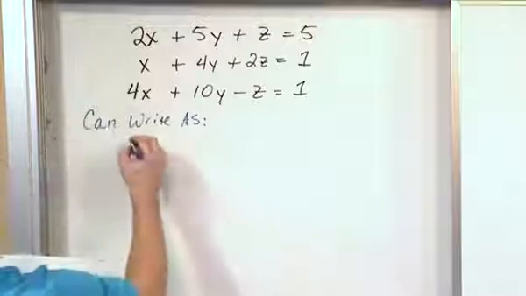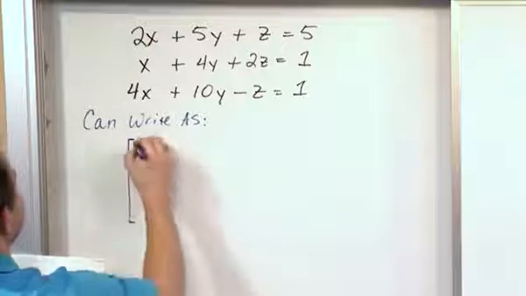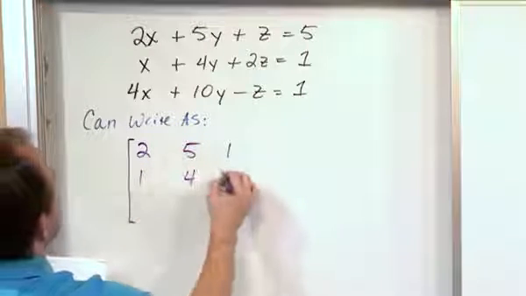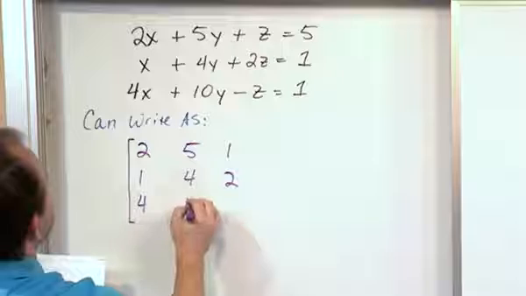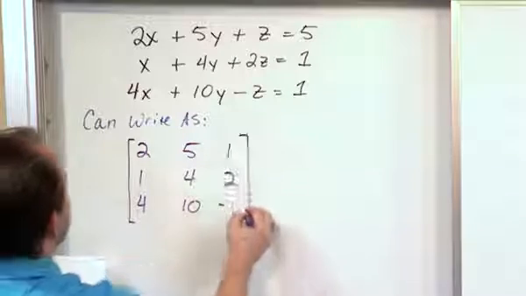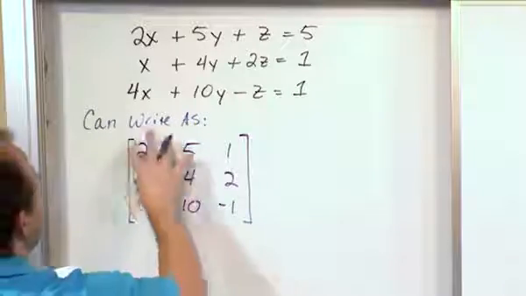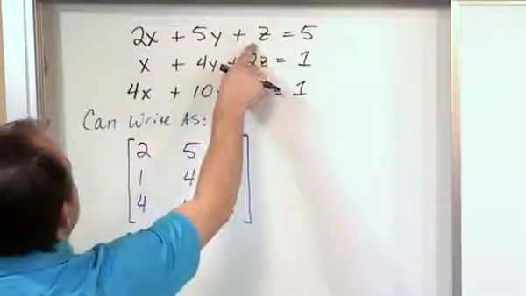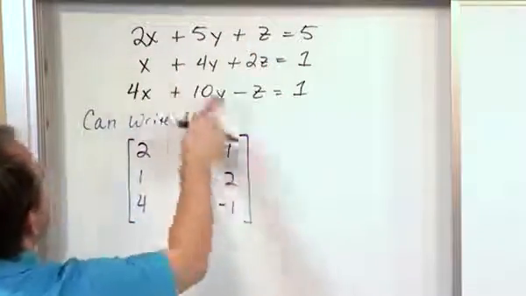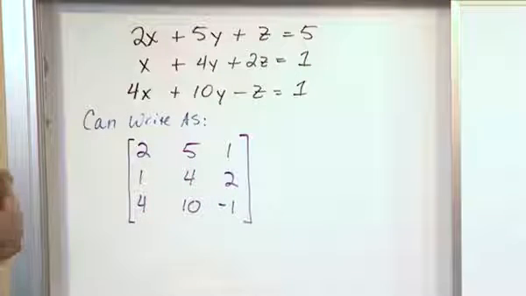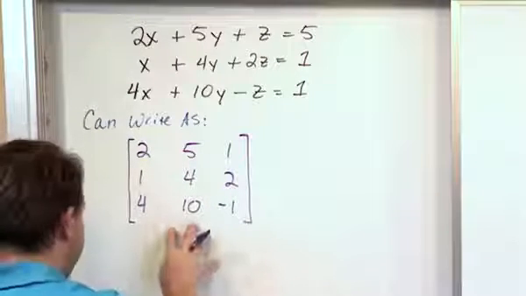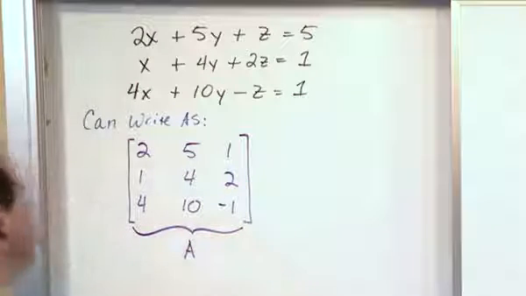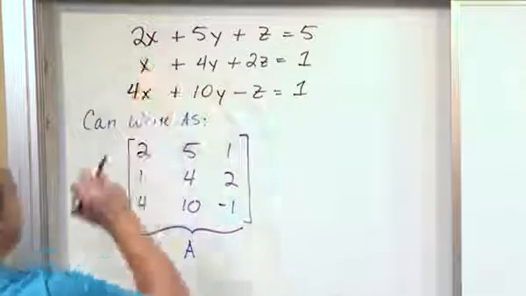We can write it as 2, 5, 1, 1, 4, 2, 4, 10, negative 1. Notice that what I have done here is I've just taken the coefficients from my set of equations, the 2, 5, 1, 2, 5, 1, and so on, and I've transcribed them out into a matrix, right? So this is what we call a coefficient matrix, and typically you'll see it in a book written as matrix A. That's the coefficient matrix of your system of equations.